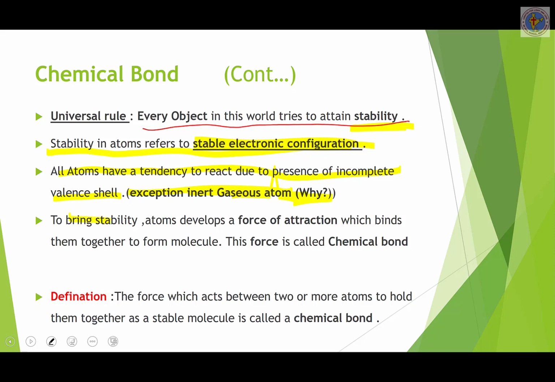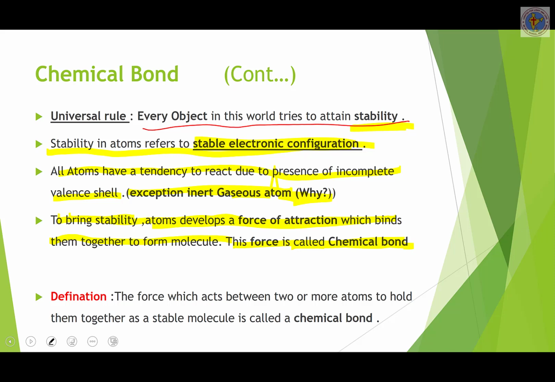To bring stability, atoms develop a force of attraction which binds them together to form molecules. So this force is called chemical bond. So how can you define chemical bond, children? To bring stability, atoms develop a force of attraction.